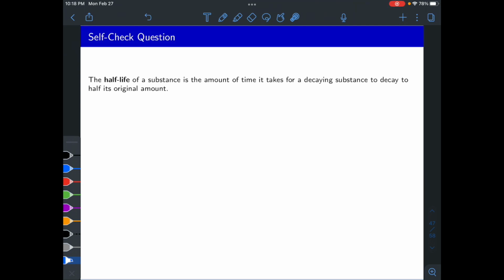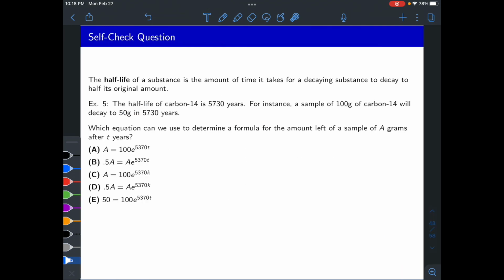The first example or two I want to get to is covering half-life. The half-life of a substance is the amount of time that it takes for a decaying substance to decay to half of its original amount. Here's an example. The half-life of carbon-14 is 5,730 years. So a sample of 100 grams of carbon-14 will decay to 50 grams in 5,730 years.